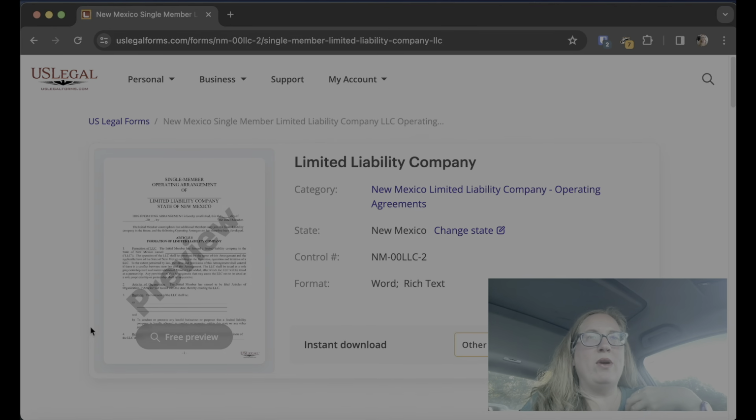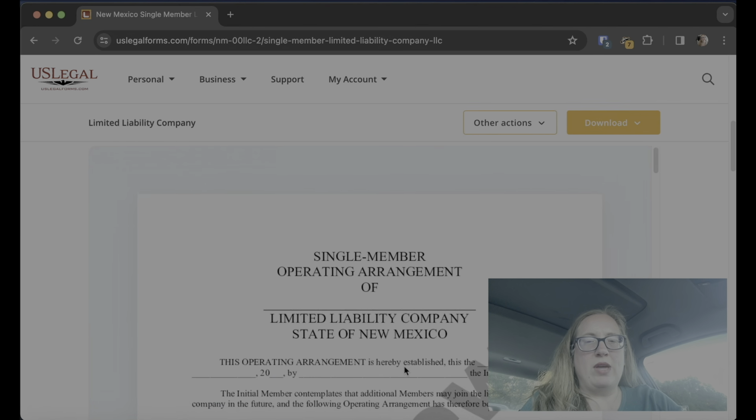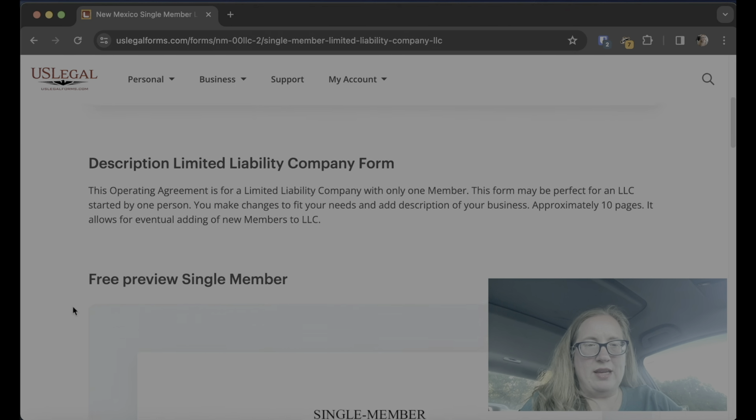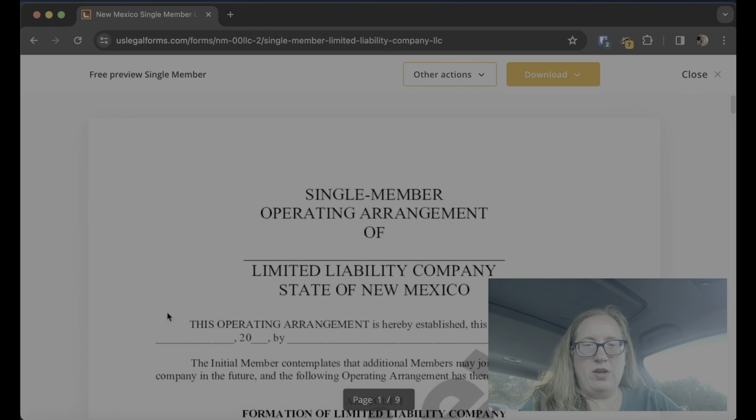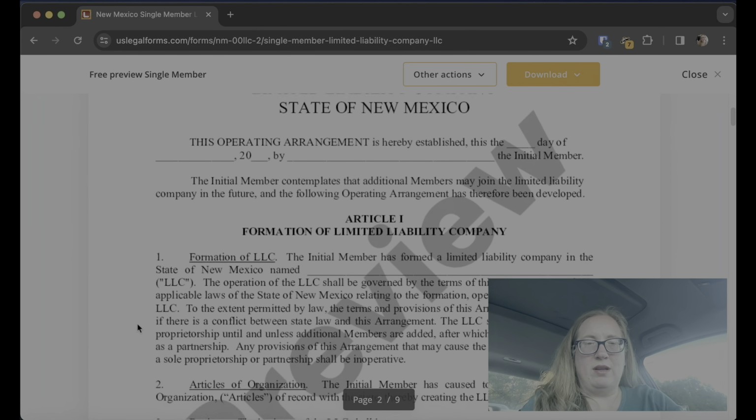So let's click on this and see how it looks. Now, I've already paid for this in the sense that I have a membership, so I can just download it, but otherwise you can pay for it. It will give you a preview, though, so you can look at this. Let me look at the free preview. All right. So single member operating agreement of an LLC.